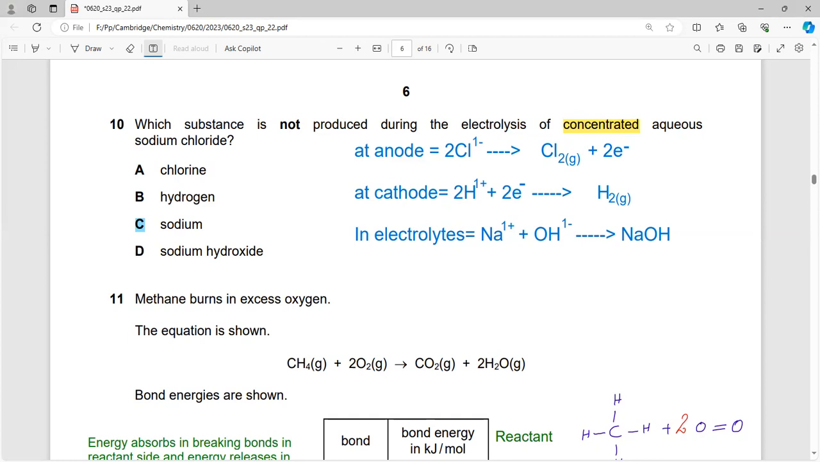So the question is, which substance is not produced? Chlorine is produced, hydrogen is produced, and sodium hydroxide is produced. So sodium will not be produced. In the next year, the examiner can design this type of question, like: is it possible to extract pure sodium by electrolysis using concentrated aqueous sodium chloride? The option will be no, because we cannot extract pure sodium by this process. So the option is C here.